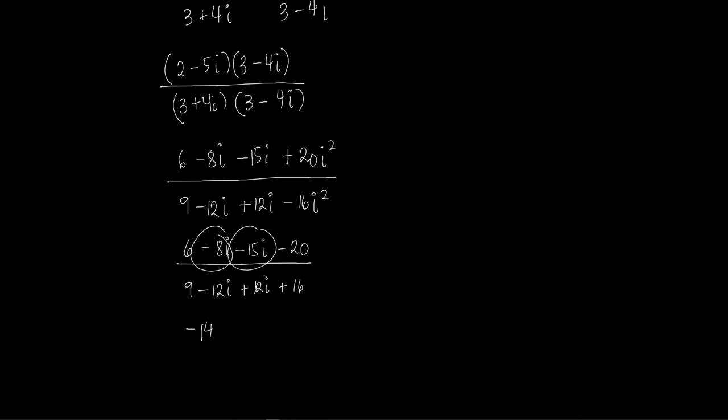Kani og kani? Negative 23. Sa baba, 9 og 16. 25. Kani og kani? 0. 0 na, 0. Kay negative 12i plus 12i, 0 na siya. So, kani na ang atong answer.